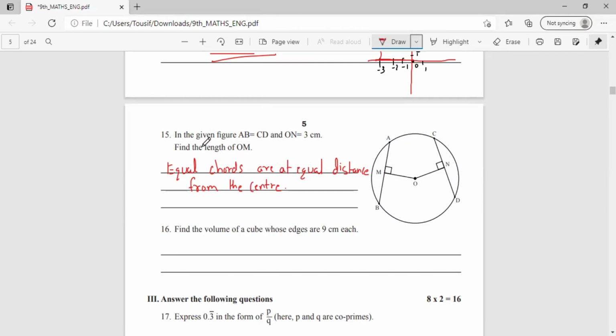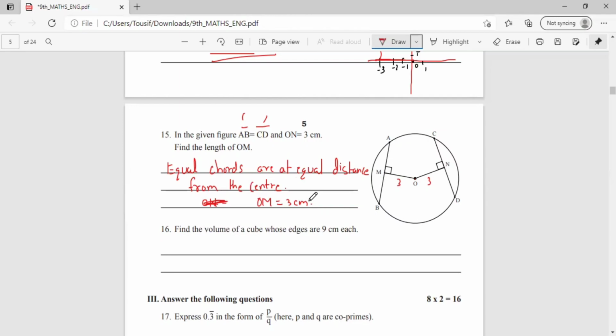That means, as you can see in the figure, AB is equal to CD. AB and CD are both chords, and they're saying that both the chords are equal. From one of the chords, the distance from the center is given. That is ON, and they give it as 3. We need to find the value of OM. As I said, the theorem statement says if chords are equal, then the distance from the center will also be equal. So OM will also be equal to 3 centimeter.